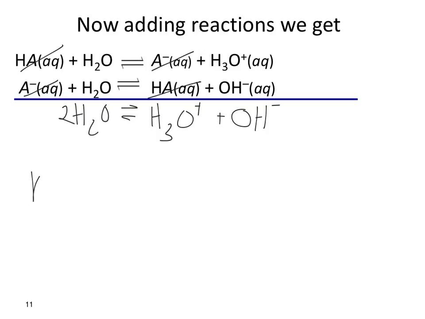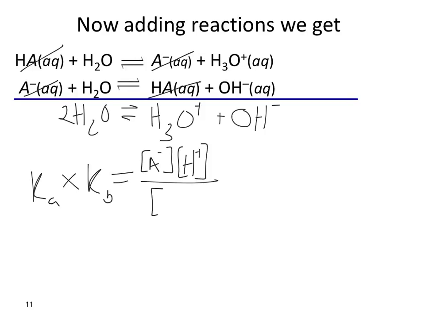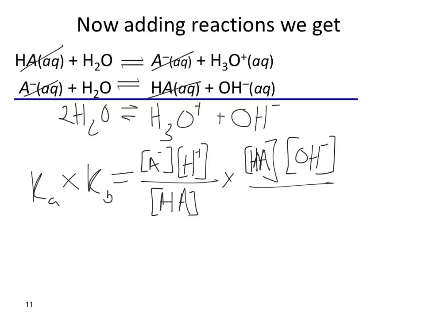And so what we can see then, if we take Ka times Kb, that's equal to our concentration of our conjugate base times our concentration of H plus divided by our concentration of our acid, times the concentration of the acid, because we're doing Kb now, times the concentration of OH minus divided by A minus, the base. And so, standard math, you can cancel things that are on opposite sides of the line when you're multiplying.